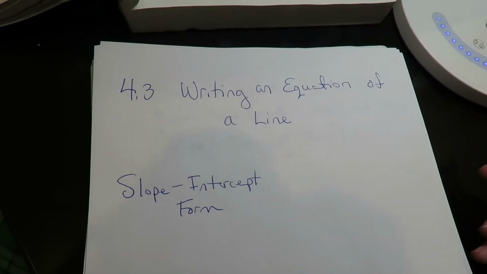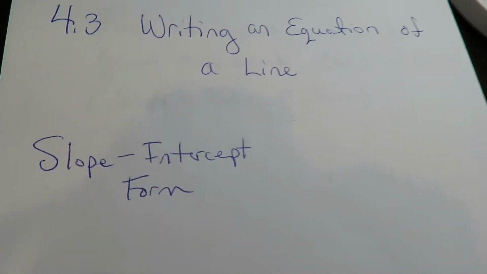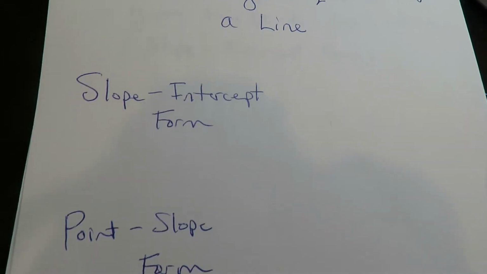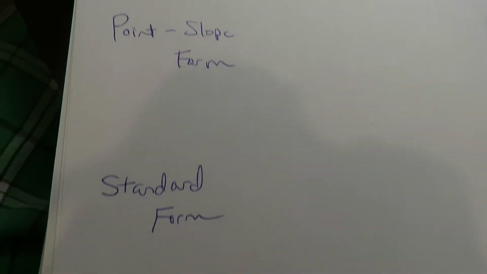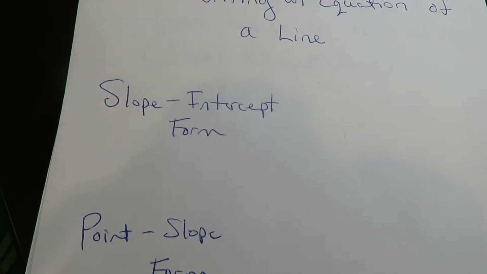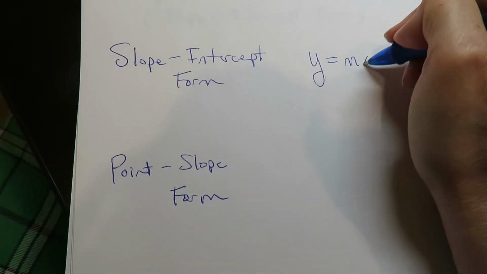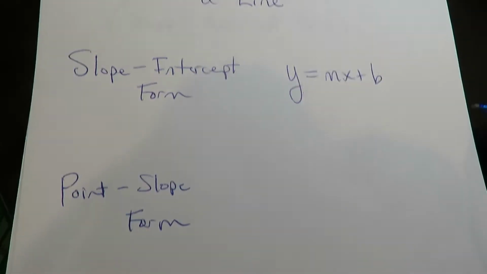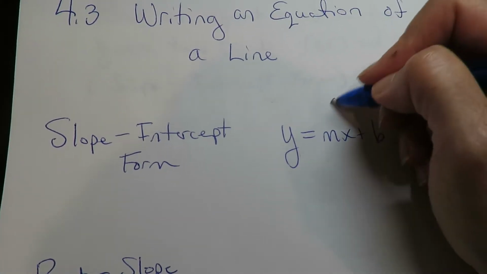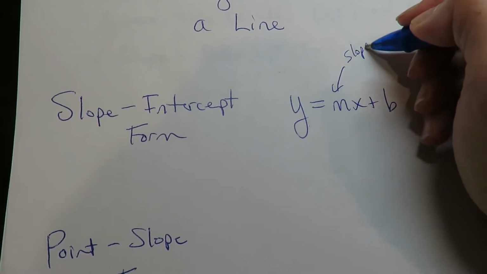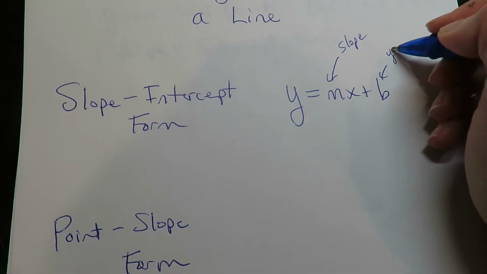So 4.3 is writing an equation of a line. And just so you know, in general, there are three different formats. The slope-intercept form looks like this: y equals mx plus b. The m is the slope, and the b is the y-intercept.